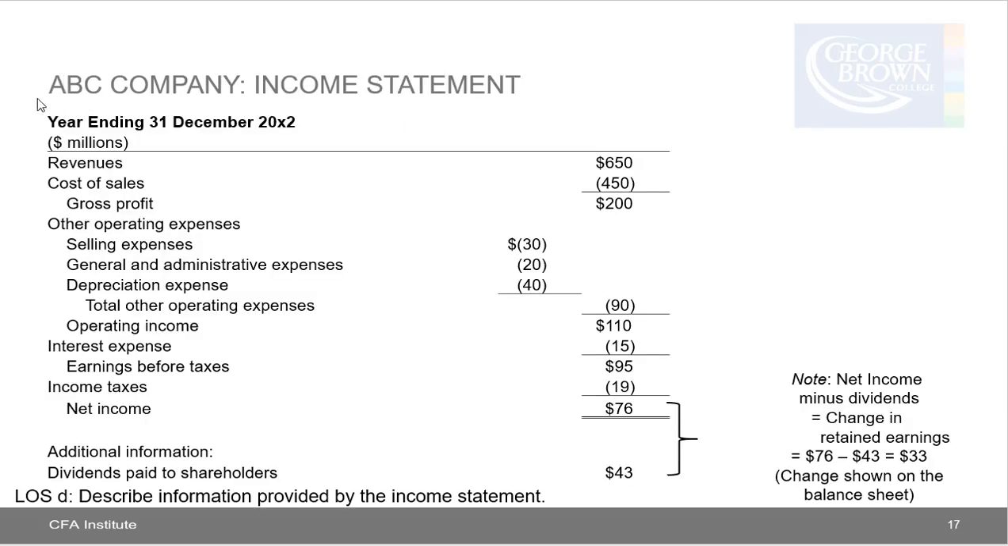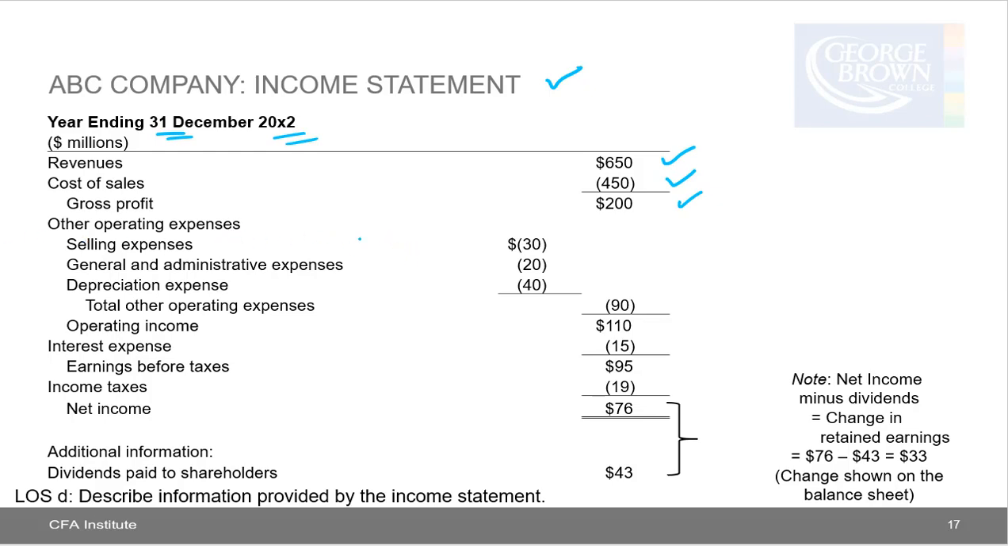So now we're looking at the income statement for ABC Company. So you can see it's for the year ending 20X2, so it's just for that 1 year. We can see revenues, and again it's in millions. So revenues were 650 million minus the cost of sales, sometimes cost of goods sold. That gives us a gross profit of 200. We don't even really need to bring up the calculator. 650 minus 450, 200. Then we're going to deduct some other operating expenses.